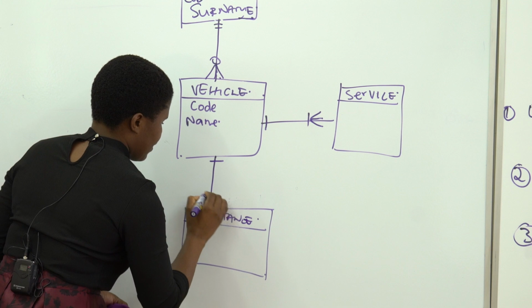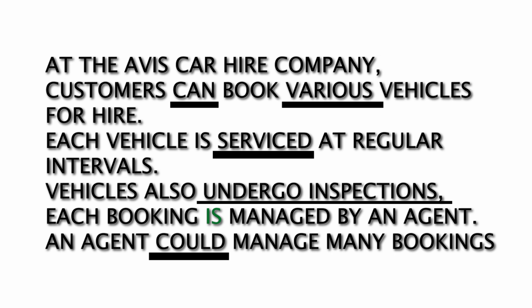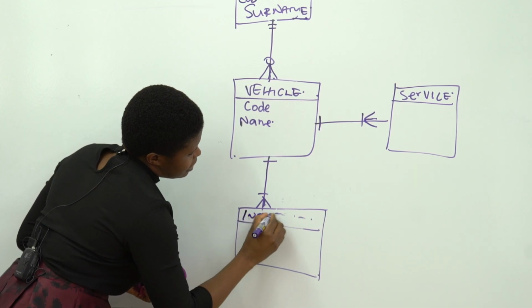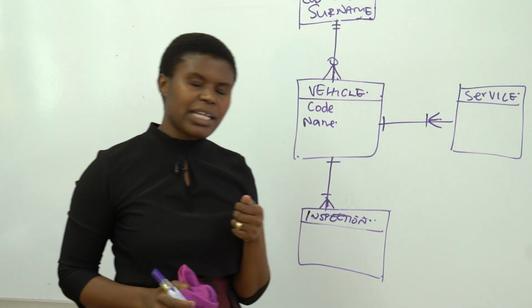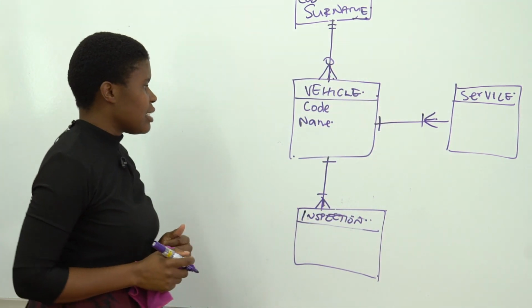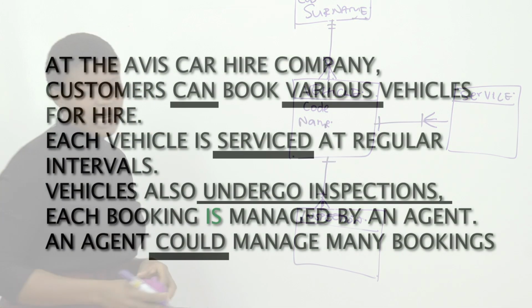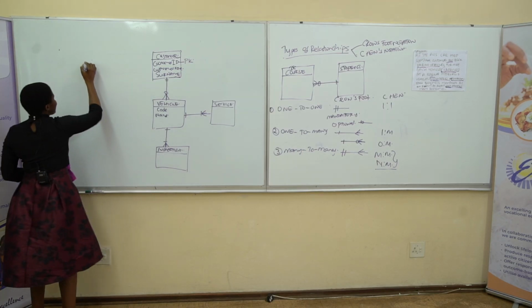A car, which is going to have the crow's foot. A car must also undergo inspection. Sorry, it's not maintenance, it's inspection. Sorry for that. Your car is being inspected because all the cars must be ready so that when a customer comes to book a car, it is in a good state for that customer so that it doesn't give him or her trouble. Then we continue. It says that each booking is managed by an agent. We are introducing a new entity, which is an agent.